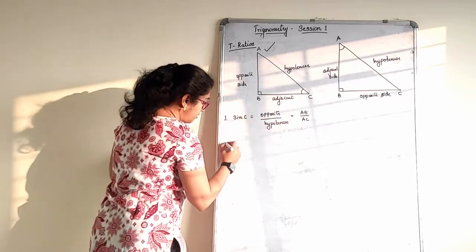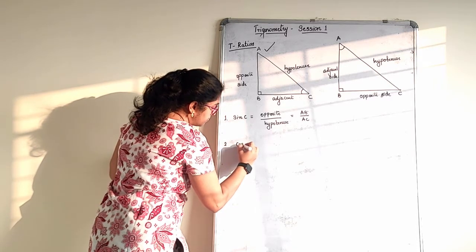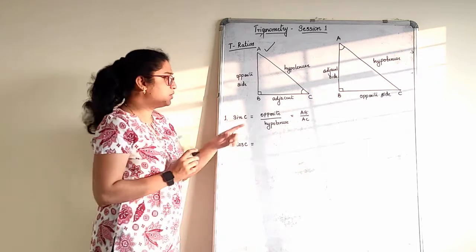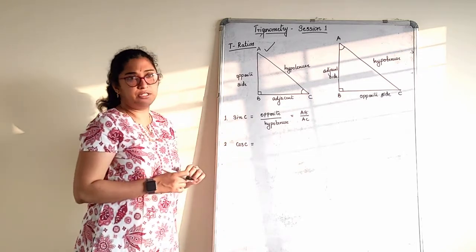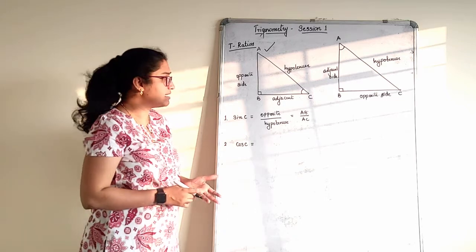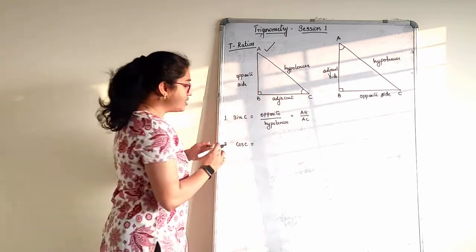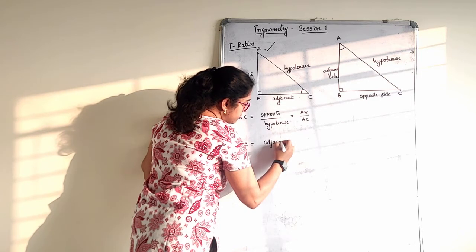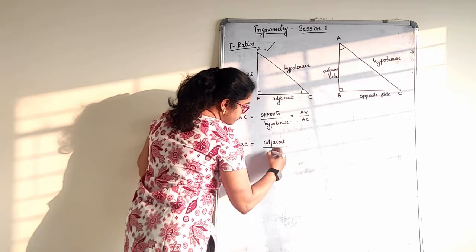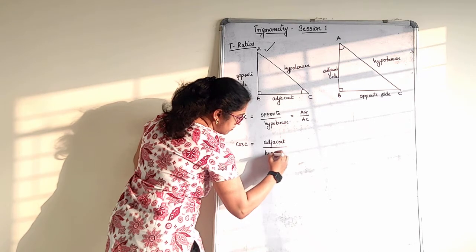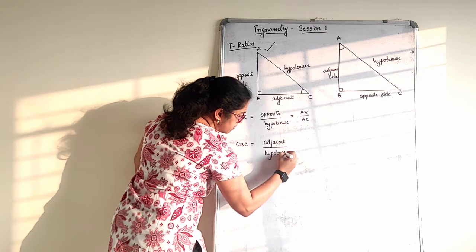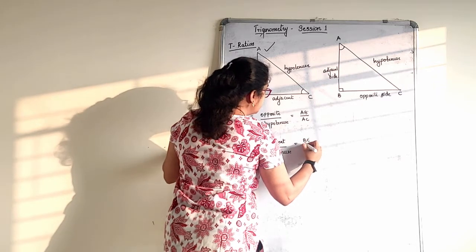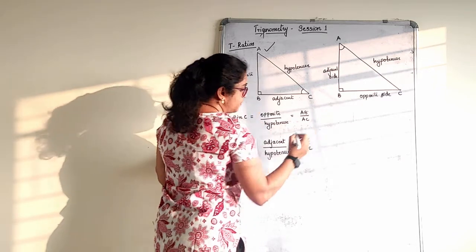Okay. Second, cos C is always written as... Now, if sine is opposite by hypotenuse, what should be cos? Can you just guess and tell me? Of course, adjacent by hypotenuse. So what is adjacent? BC upon AC.